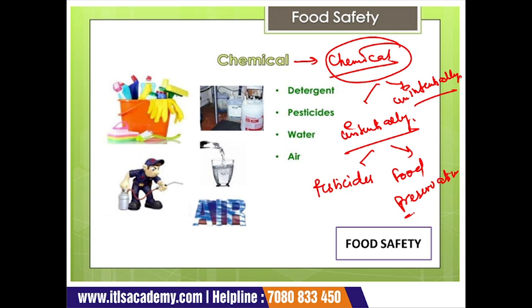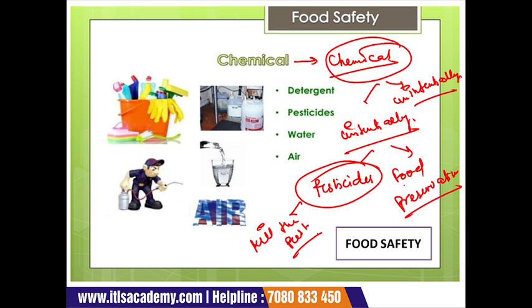See, pesticide is used to kill the pest. We all know that. And food preservative is added into a food to increase its shelf life. But these pesticides and food preservatives are added into a food in a particular amount. If the amount is increased beyond that particular amount, then it becomes a contamination. So that's why it is intentionally added.